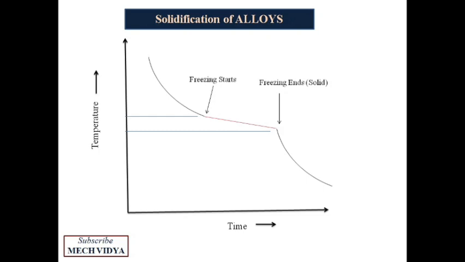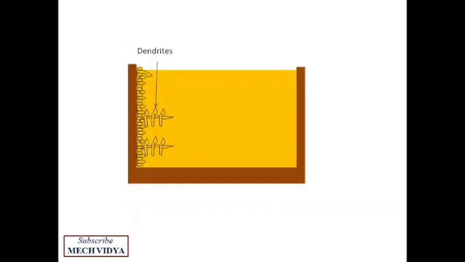For example, brass is an alloy of copper and zinc. Both these metals freeze at different temperatures. So naturally we will have a range of temperature for freezing of brass. Since the solidification is not uniform throughout the entire material, various nucleation sites are formed where the solidification starts. As these solidification points grow, they proceed like a tree-like structure called dendrites.